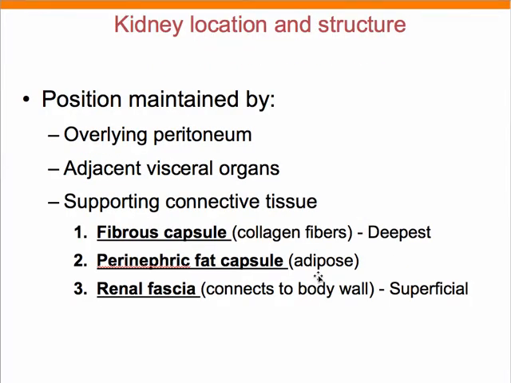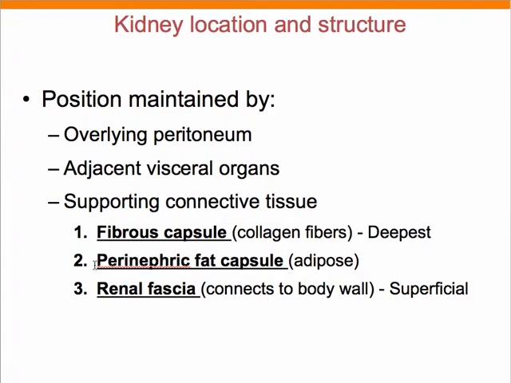So if we look then at the connective tissues that build the wall of our kidney, there are 3 layers. Right on the surface of the kidney is the fibrous capsule. That's the deepest. It's collagen that sits right on the surface of our organ. Surrounding the kidney is what we call the perinephric fat capsule, that yellow adipose tissue right around the kidney. And then we have the renal fascia, and that's the most superficial layer.